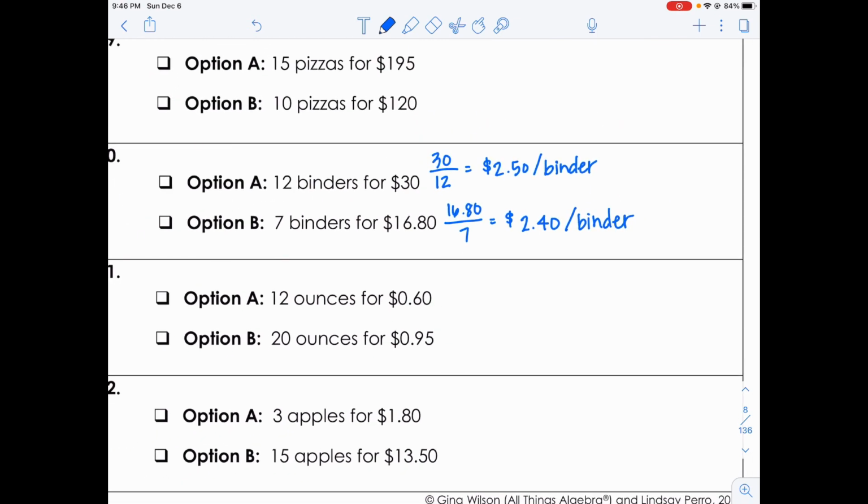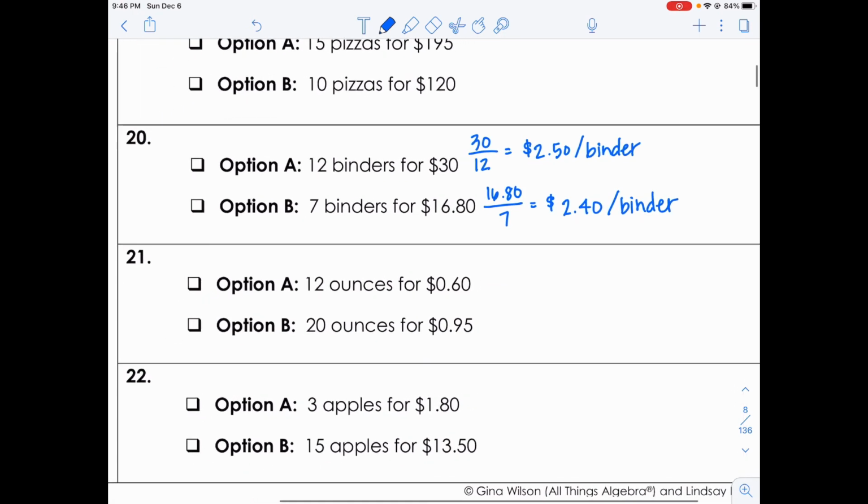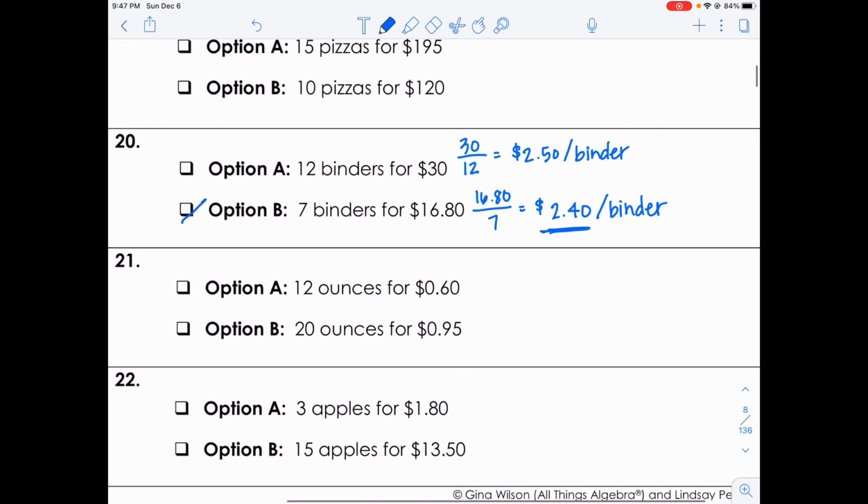So if you have to buy a lot of binders, you really want to spend the least amount of money per binder as possible. The lower your unit price is per object, the better buy that is. The less money you have to spend for the same object is the better buy. So for 20, you're just simply going to look at the unit rates and figure out which one is the better buy. It is a better buy to spend $2.40 per binder, so I'm simply going to check option B.